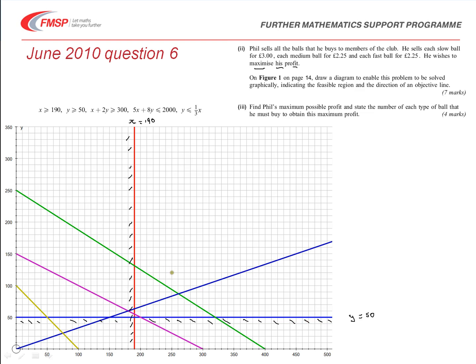Similarly, we add x plus 2y greater than or equal to 300. So if x plus 2y is equal to 300, we can have values like 300 and 0, or 0 and 150. So that is the pink line on here. There's 300, 0, there's 0, 150. So we want above that line because it's greater than or equal to 300. Obviously, if we put 0, 0 into this, 0 plus 0 is not bigger than 300, so we shade out again the piece that we do not want. So we shade out below that line.